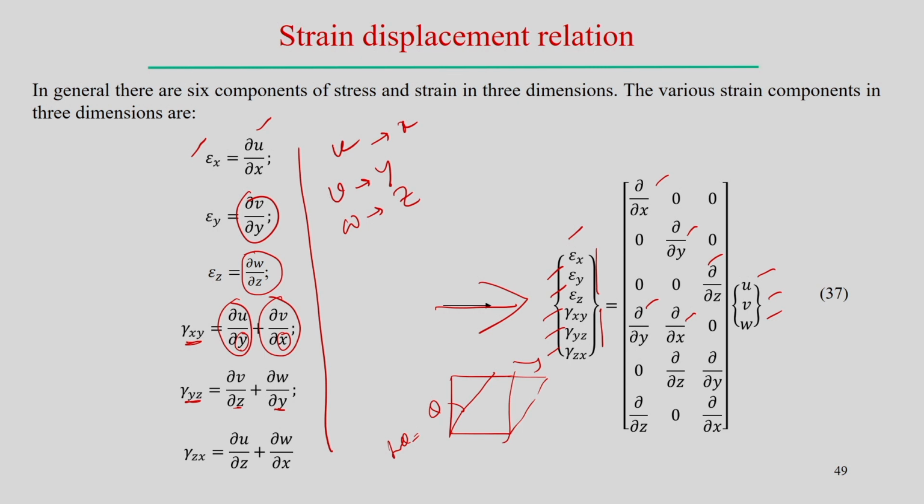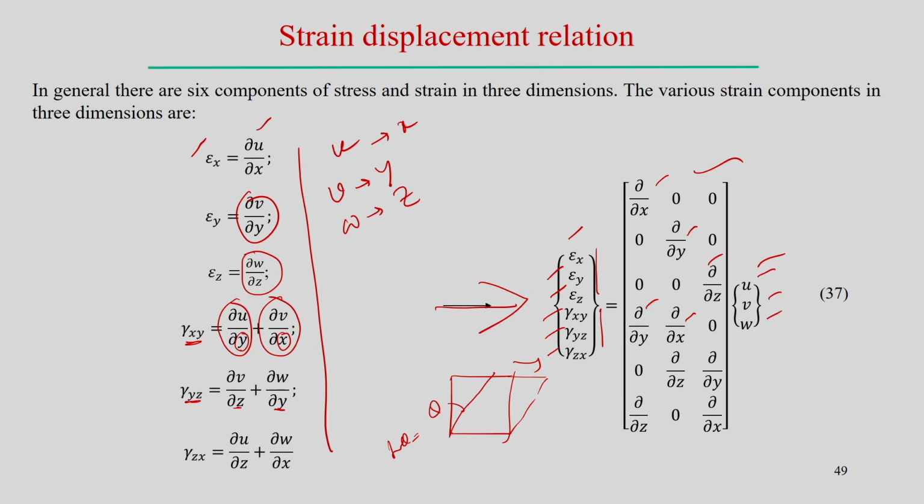Then if you do the matrix multiplication between this and this, a similar kind of equation will be established in the other way also. You can cross check that if you do the matrix multiplication, we can go back to this kind of expression.